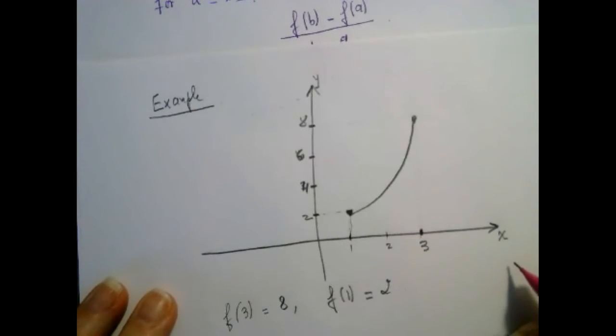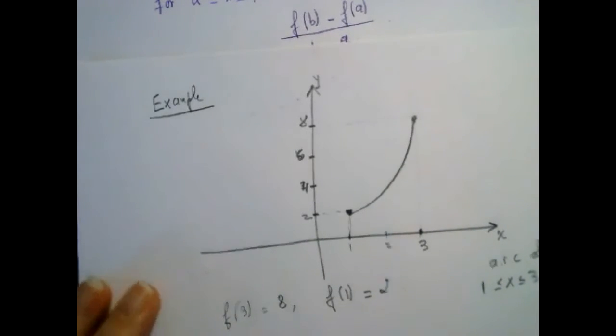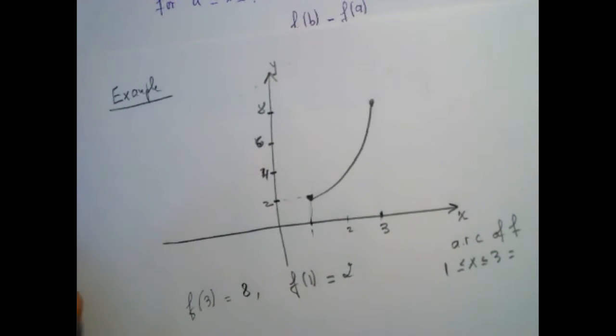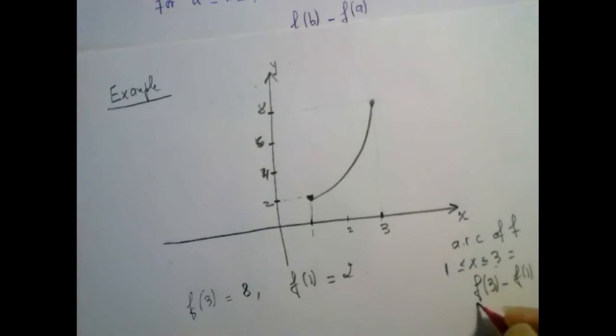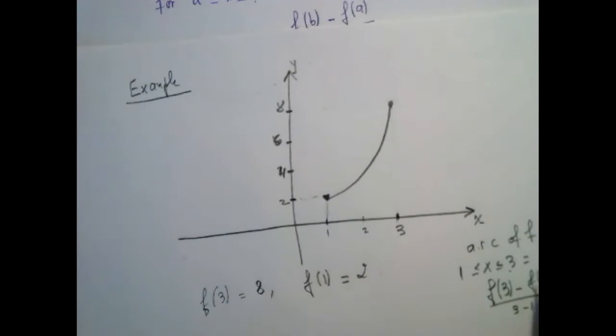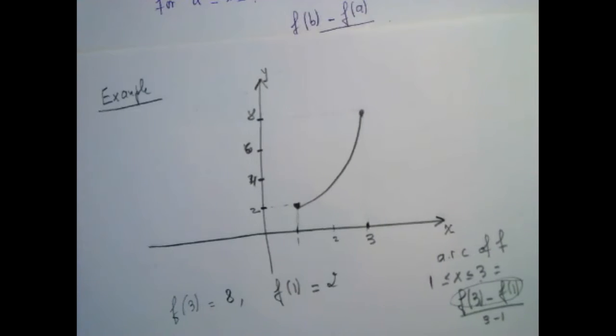Now, the average rate of f for x between 1 and 3, the formula tells me it's equal to f of 3 minus f of 1 over 3 minus 1. That's what the formula tells me. But now I want to understand what f of 3 minus f of 1 is.